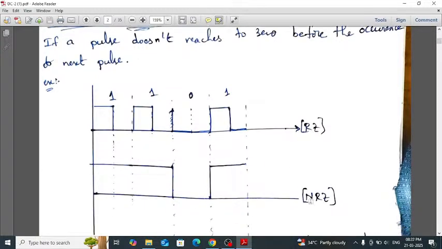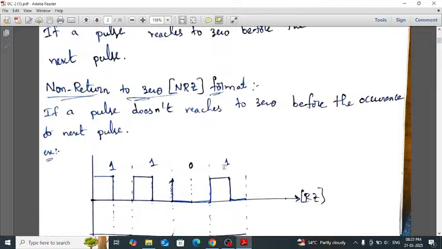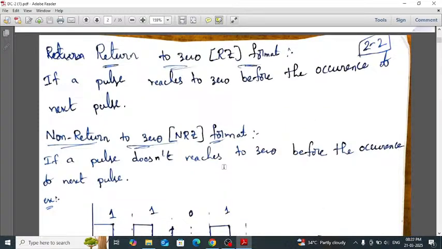So what about non-return to zero? Whenever the pulse is present, the pulse is present for the total symbol duration. From here to here is 1 bit, from here to here another bit 1, 1, and here this is the 0, and here another 1. If the pulse is present for the total symbol duration, that is called non-return to zero format. If the pulse is present for only half of the symbol duration, that is called return to zero format. Very important, these two. Please make a note of these two: return to zero format, non-return to zero format.